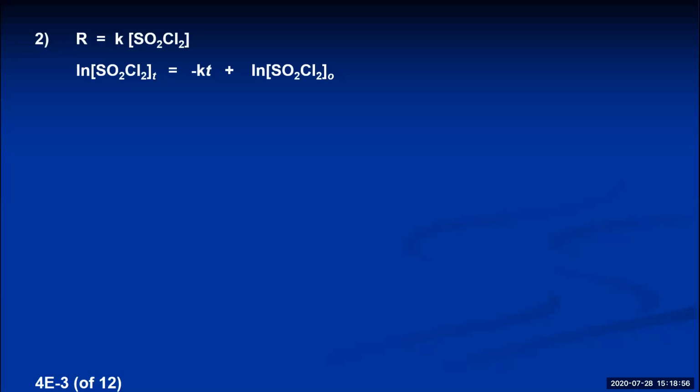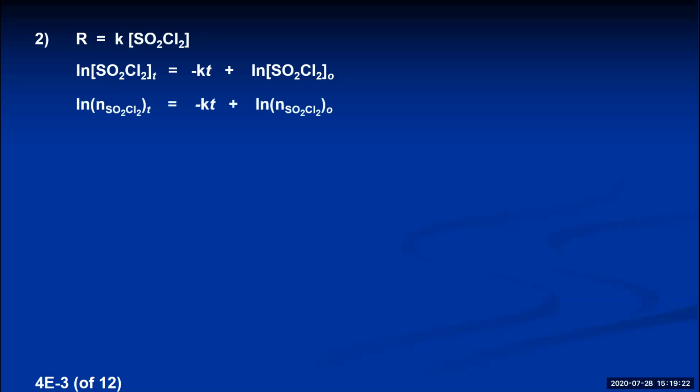And if my constant is in seconds to the minus 1 and my time is in minutes, the units won't cancel out. So the 90.0 minutes are going to have to be switched to seconds, but at least I have a value for both k and for t. In order to solve for the fraction of SO2Cl2 that's decomposed upon heating, I'm going to have to make up a value for the initial amount of SO2Cl2, and I'm going to make up 1 molar for that.